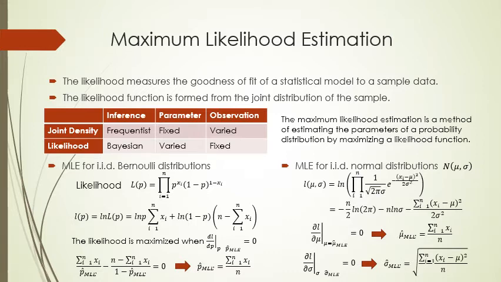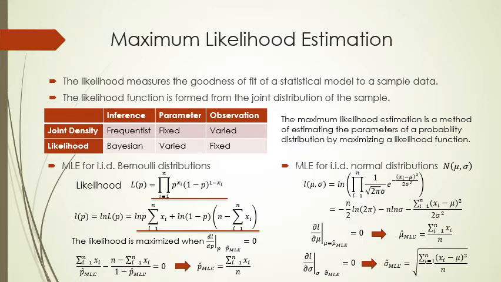For a random sample following Bernoulli distributions, the likelihood is the joint Bernoulli distribution as this, where p is the parameter. Commonly, we may use the log likelihood to simplify the calculations. The log likelihood is the natural log transformation of the likelihood function, which can be simplified as this. The likelihood is maximized when the derivative dL/dp is 0. The estimator p MLE is solved as the sample average.